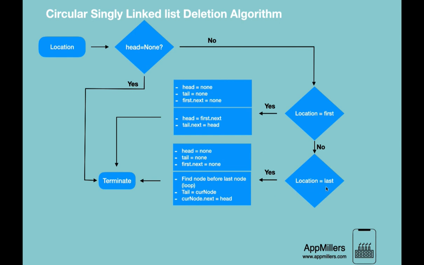Now, if the location is not equal to last, then we are deleting an element from the middle of the circular single linked list. In this case, we need to loop through the circular single linked list until we reach the node that is before the node that we want to delete. This becomes our current node. So we just need to change the current node's next reference to the node that is after the node that we want to delete. So in this case, the next node's next reference is the node that is after the node that we want to delete.